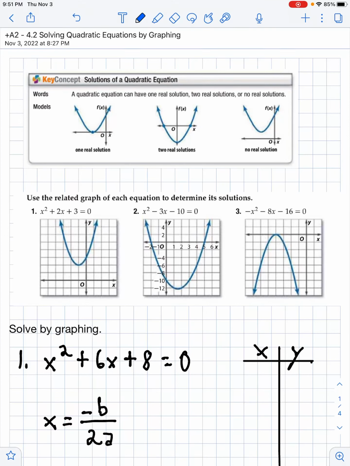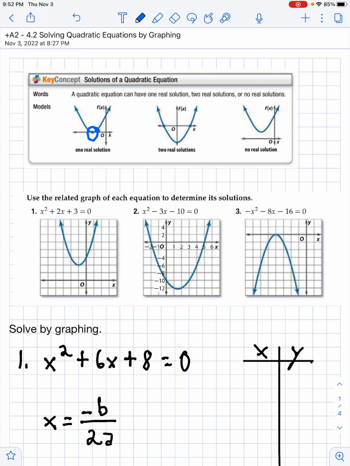This is the lesson for section 4.2, solving quadratic equations by graphing. As you can see from the cut out, the clip from our textbook, the solutions of a quadratic equation are where the graph of the quadratic crosses the x-axis. So in the diagram on the far left, the graph is tangent to the x-axis at the vertex, a single point, so the graph has one solution.